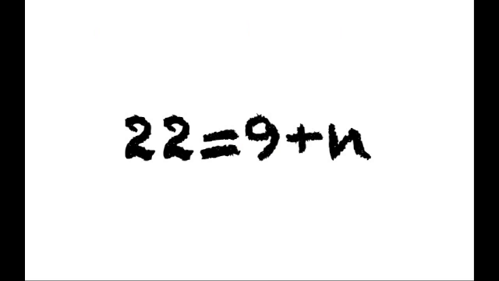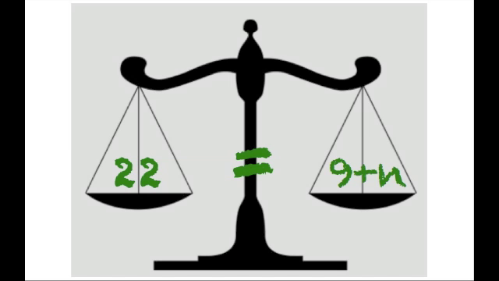So, for example, if we have an equation like 22 equals 9 plus n, let's think about it in terms of a scale. We have 22 things on the left, and they're in balance with 9 plus n things on the right. And the goal of solving equations is to figure out what n equals. What is this unknown amount? So in order for us to solve for n, we need to think about how we can get n all by itself. We can do that by subtracting 9 from that right pan.